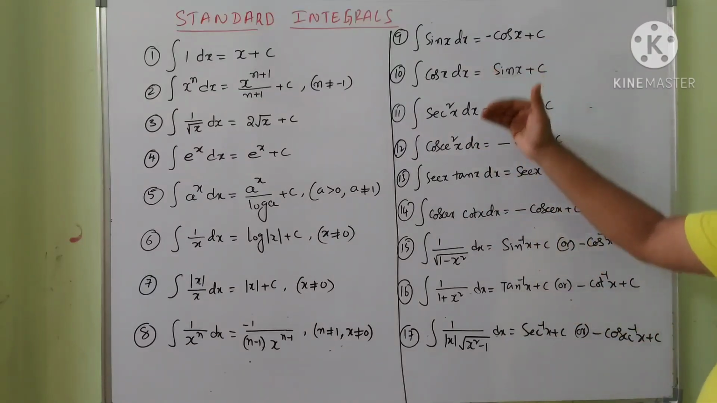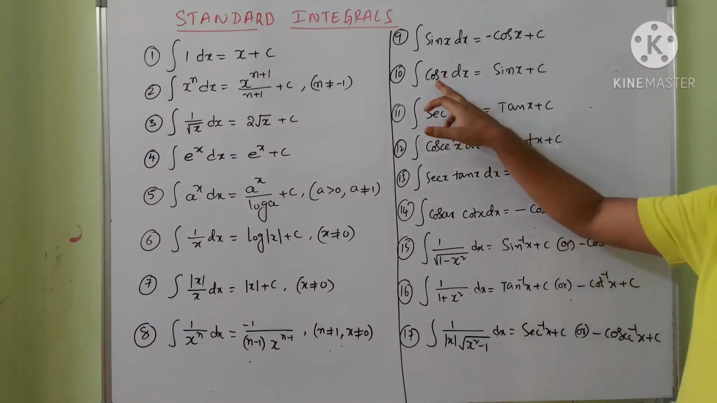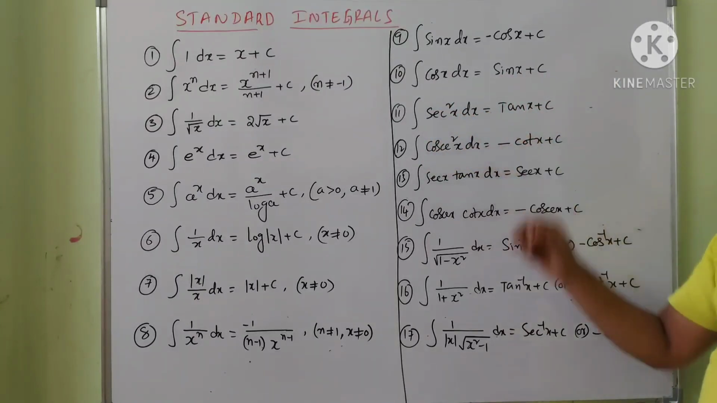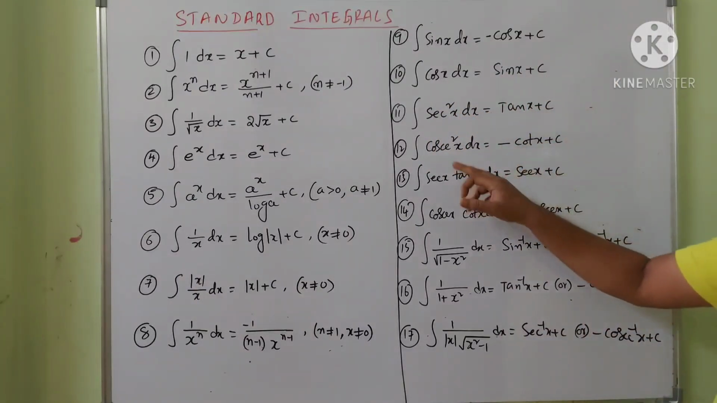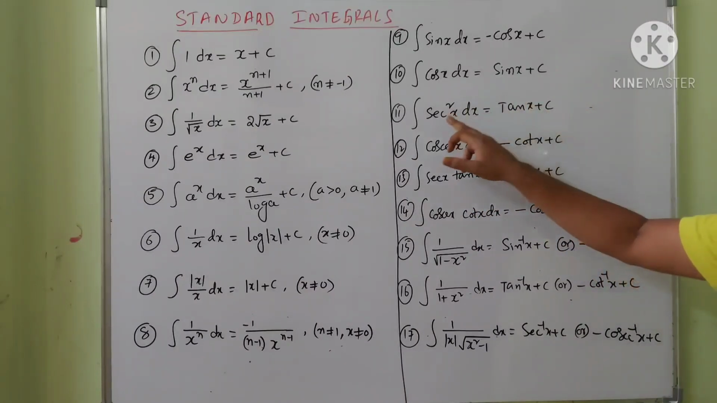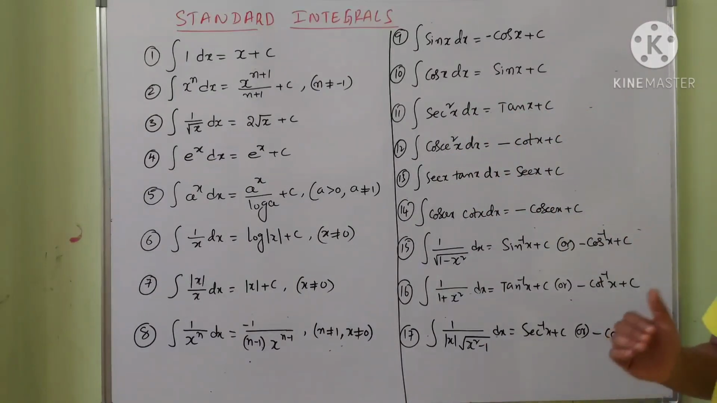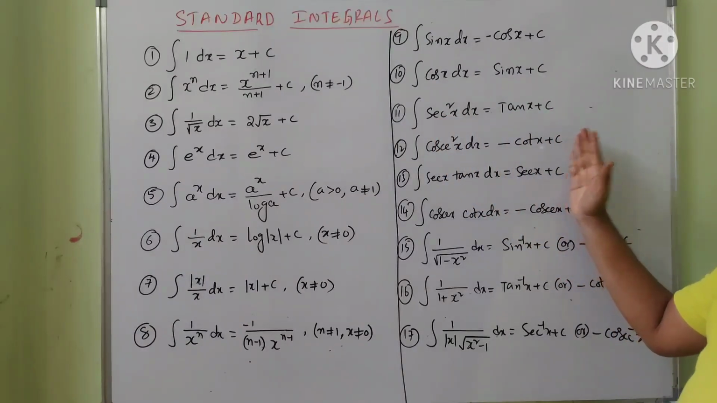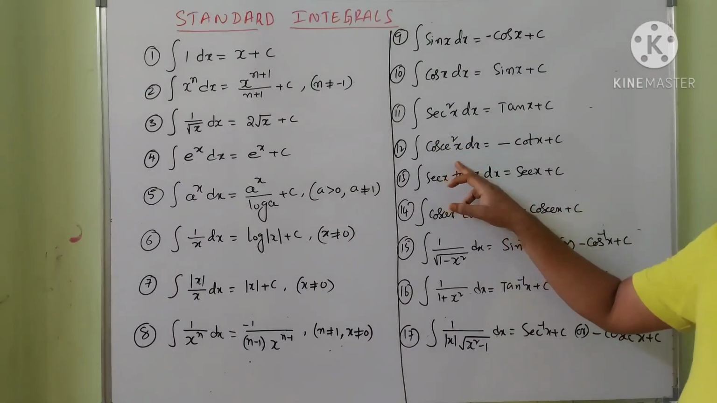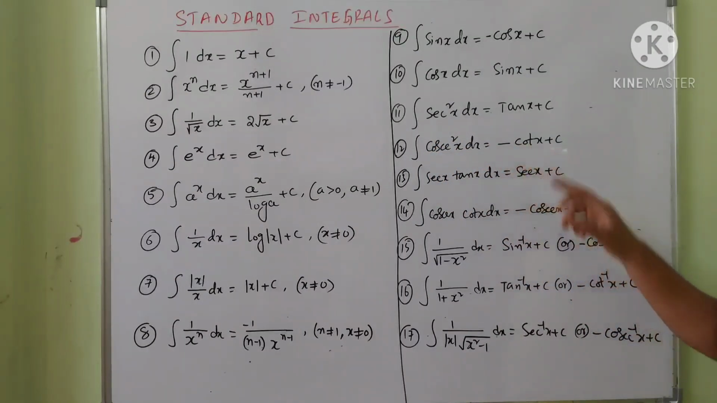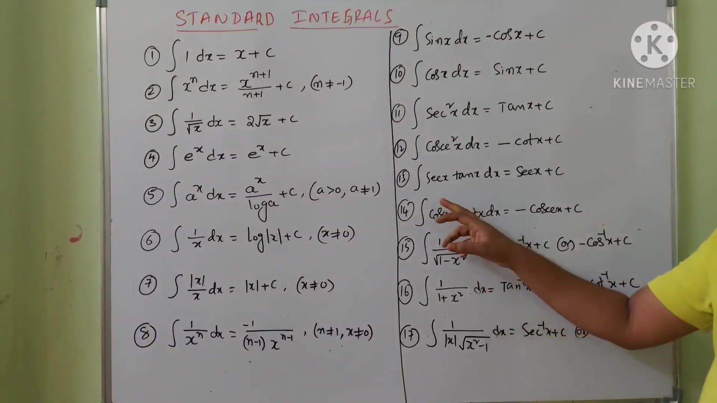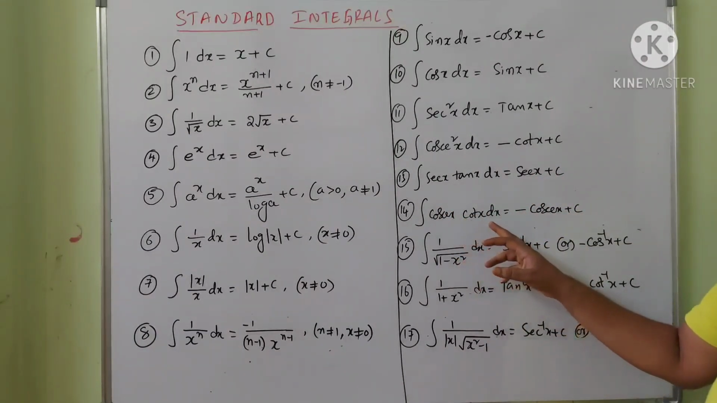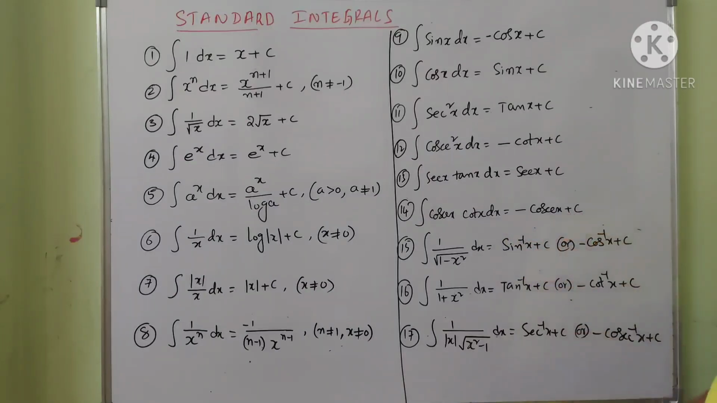Like that, you have to read the formula. Integral of cos x dx is sin x plus c. Integral of secant square x dx is tan x plus c, because tan x derivative is secant square x. But you have to remember the formula from left-handed to right-handed part. Integral of cosecant square x dx is equal to minus cot x plus c. Integral of secant x tan x dx equal to secant x plus c. Integral of cosecant x cot x dx equal to minus cosecant x plus c.